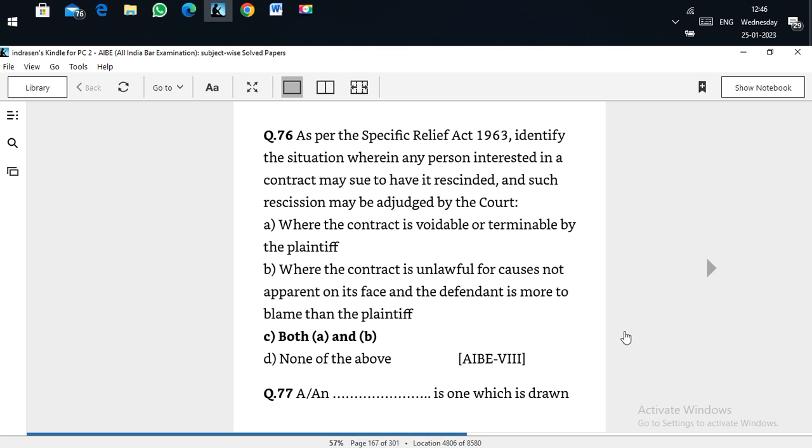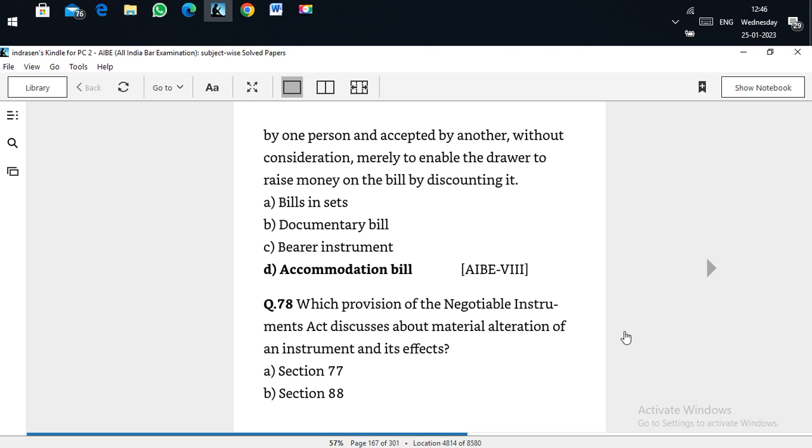An accommodation bill is one which is drawn by one person and accepted by another without consideration, merely to enable the drawer to raise money on the bill by discounting it.